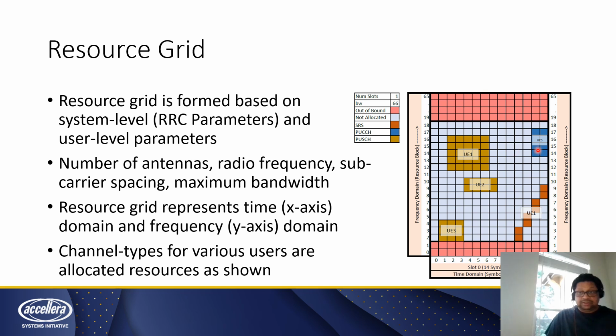The dark blue box here, for UE3, is control, PUCCH, and the dark brown UE1 here is SRS, again spread over 4 different symbols in the resource grid. So this is an example of how channel types for various users are allocated in a resource grid.